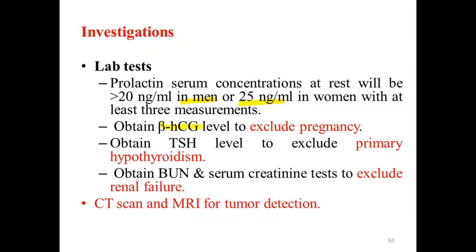So obtain a pregnancy test to exclude pregnancy, then look at the TSH level to exclude any primary hypothyroidism. We mentioned earlier, when a patient has primary hypothyroidism, the probability of having a high prolactin level is very high because of stimulation from the hypothalamus. Then exclude renal failure. Why are we supposed to exclude renal failure? Is there anyone, Angela? Why do we exclude renal failure when we're measuring the serum level of prolactin?